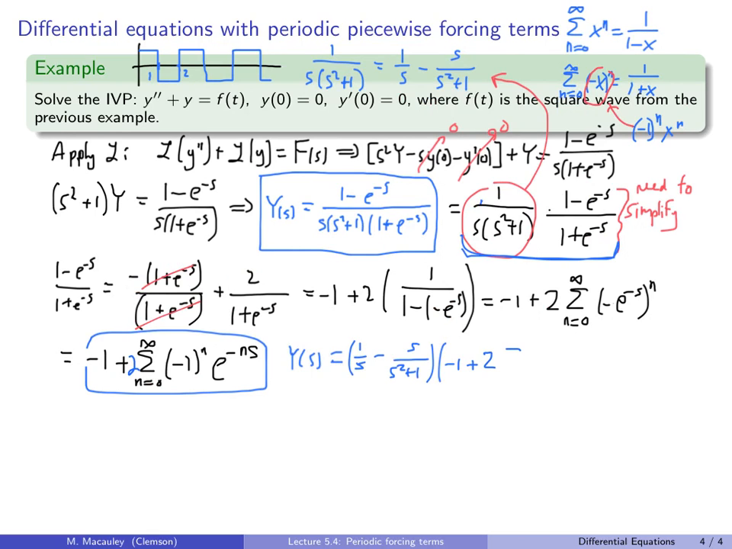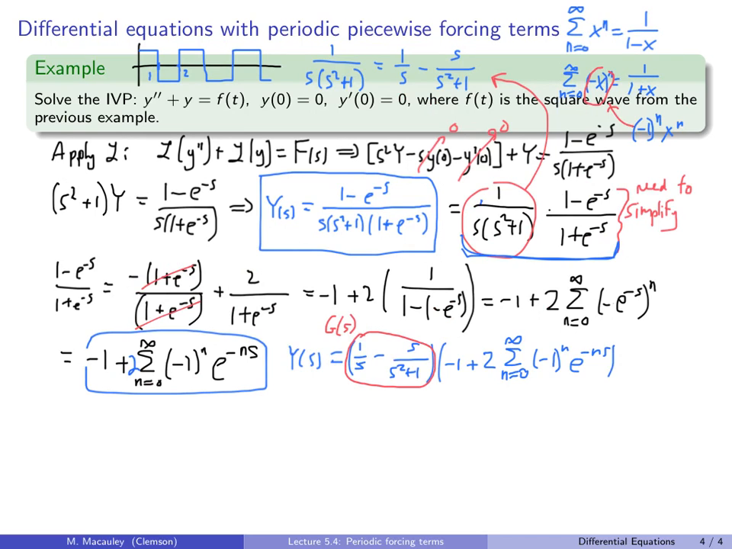So plus 2 times the sum from n equals 0 to infinity, and then negative 1 to the n, and then e to the minus ns. Okay, so what do I want to do now? Let me give this a name. This thing here, I'm going to call g of s. And if I do that, then this thing simplifies to g of s times negative 1 plus this thing. And actually, let me do one more thing.